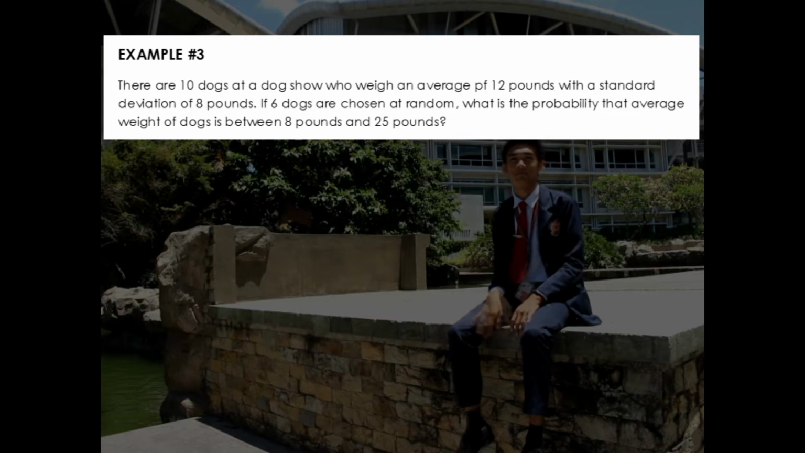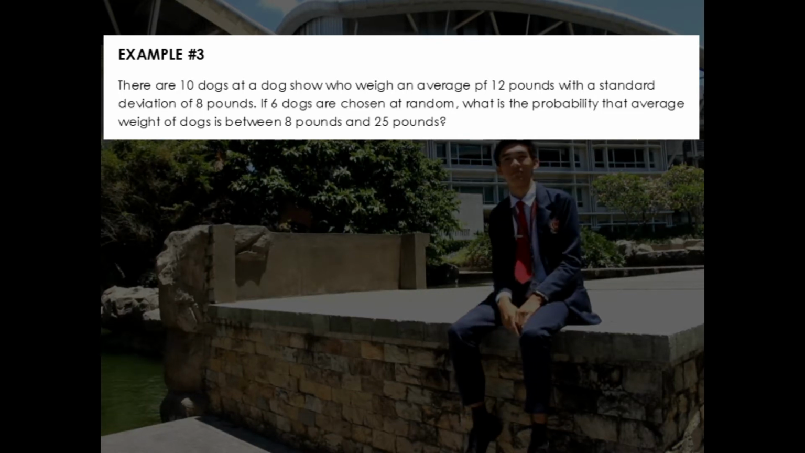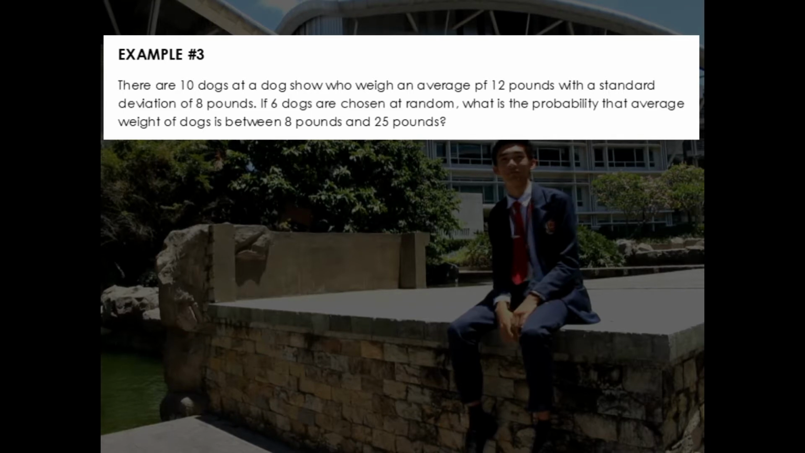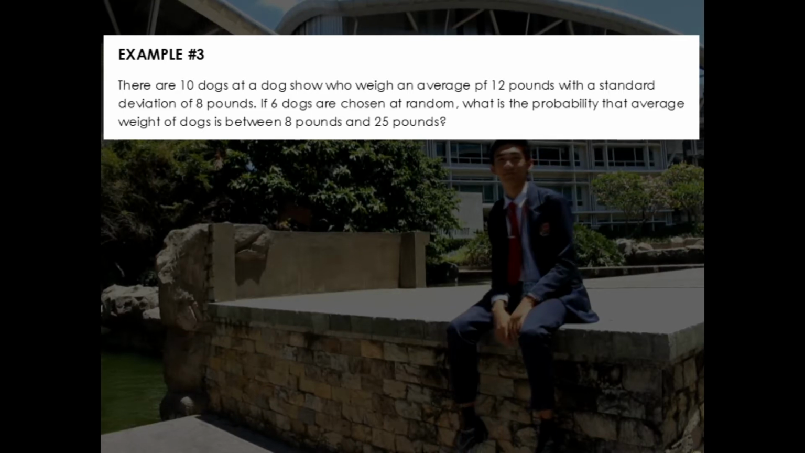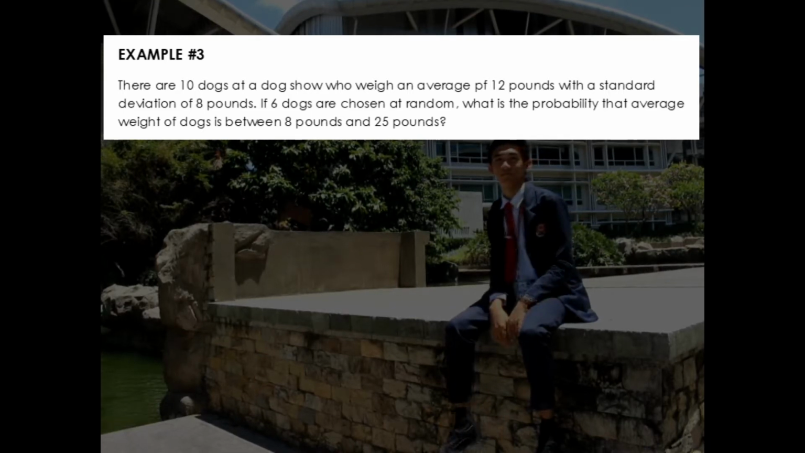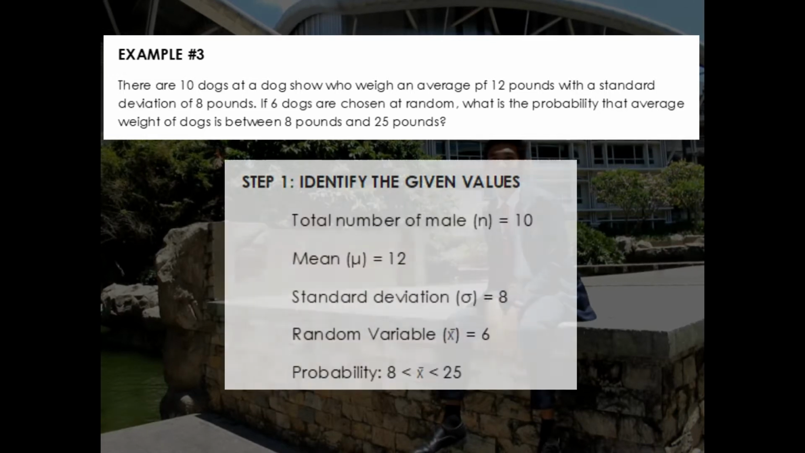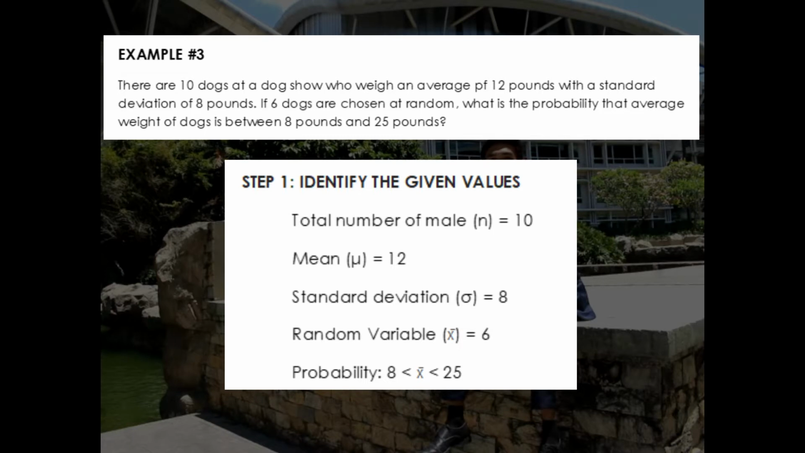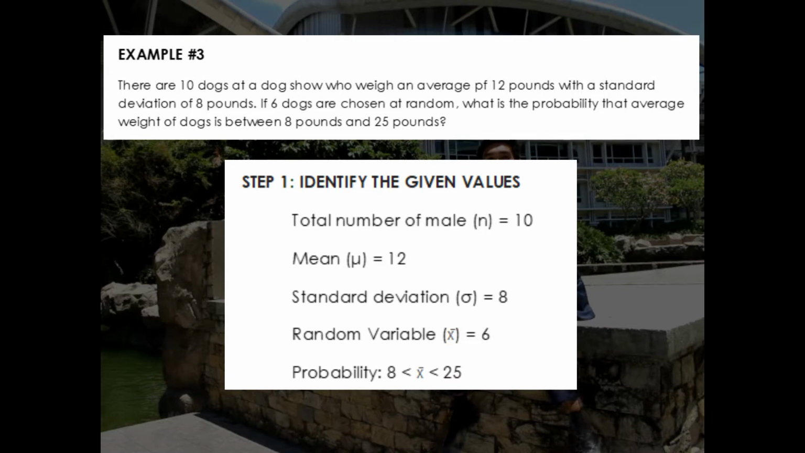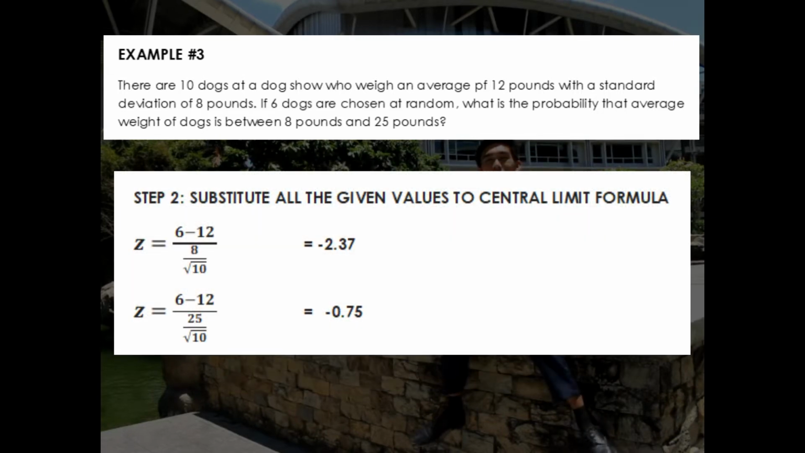Example number 3. There are 10 dogs at a dog show who weigh an average of 12 pounds with a standard deviation of 8 pounds. If 6 dogs are chosen at random, what is the probability that the average weight of dogs is between 8 pounds and 25 pounds? Step 1. Identify the given values. Total number of dogs equals to 10, mean equals to 12, standard deviation is 8, random variable is 6.